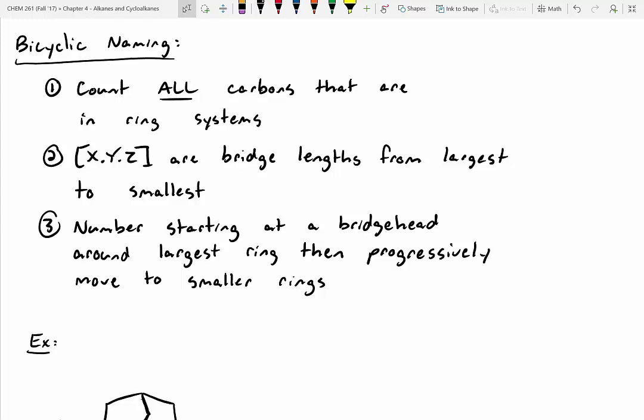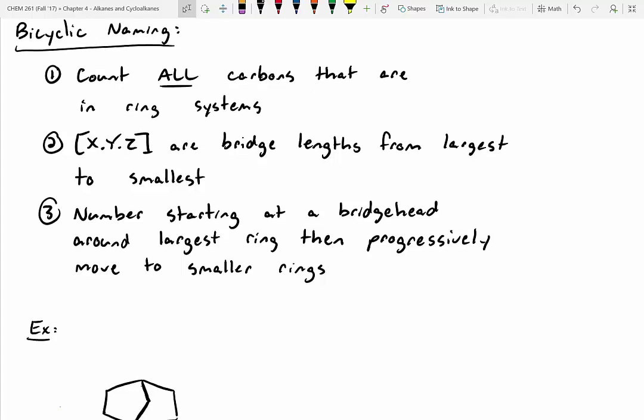And then lastly, you want to number your ring system so that the numbering starts at 1 bridge head. You go around the largest ring first, then you go around the second largest ring, and then lastly you go across the smallest ring system. So let's see this in the context of some examples.